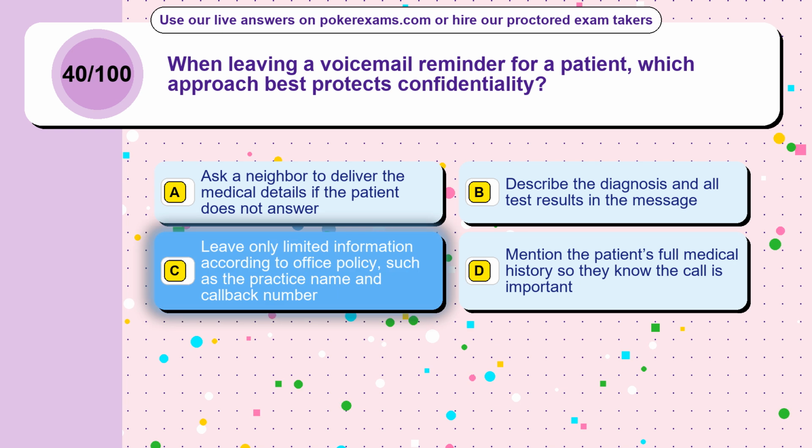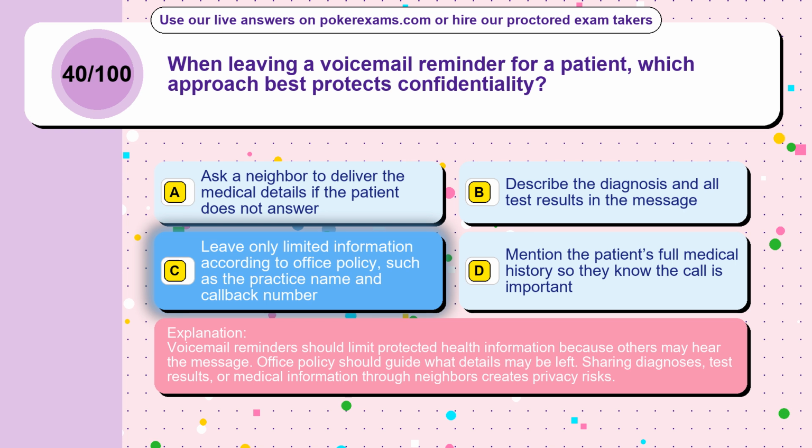The correct answer is option C. Leave only limited information according to office policy, such as the practice name and callback number. Voicemail reminders should limit protected health information because others may hear the message. Office policy should guide what details may be left. Sharing diagnoses, test results, or medical information through neighbors creates privacy risks.